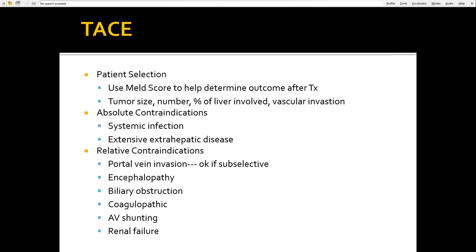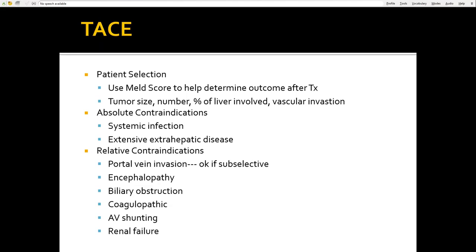Other things to be aware of, the portal vein invasion. It can be a factor because, again, you're taking out the arterial supply and you're relying on the venous supply from the portal vein. If you get subselective when treating the tumor, that may be okay.